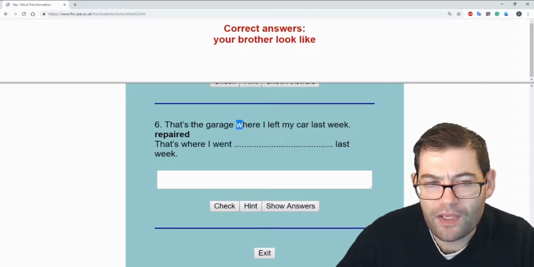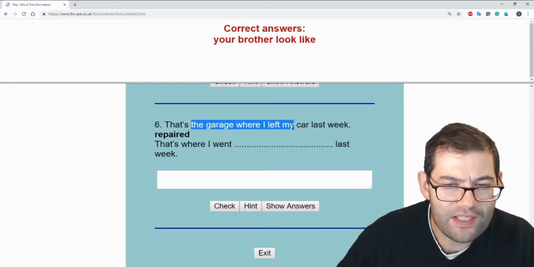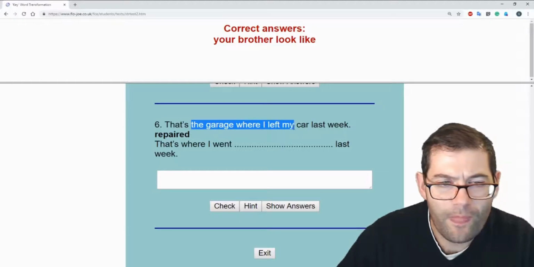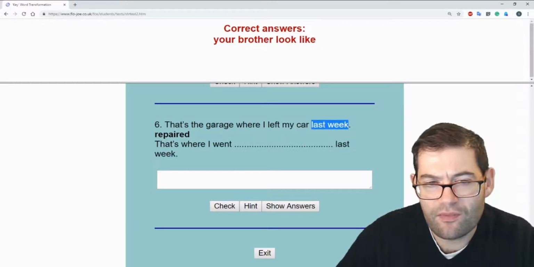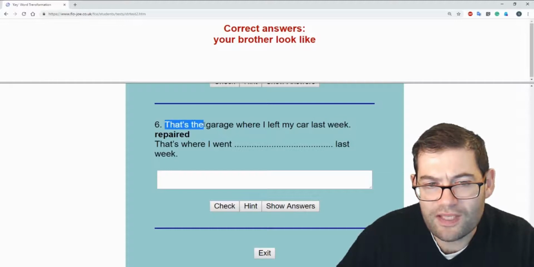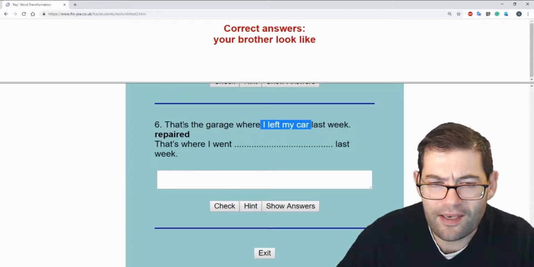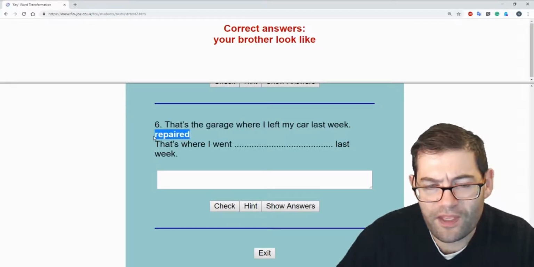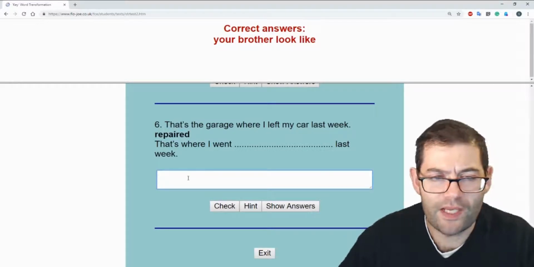Covers the garage where. I guess it might cover some of this, if not all of it. And then last week is covered by that bit there. So what we need to focus on is somewhere this language here and some of this language here in the context of something being repaired. And if we think about that, we get the following answer.